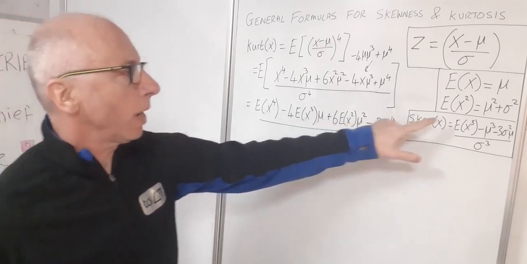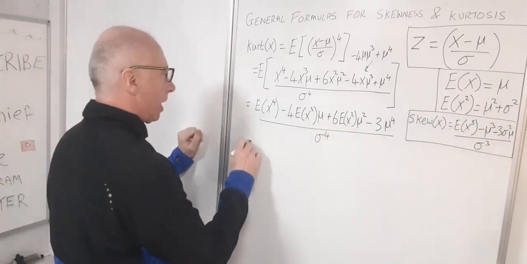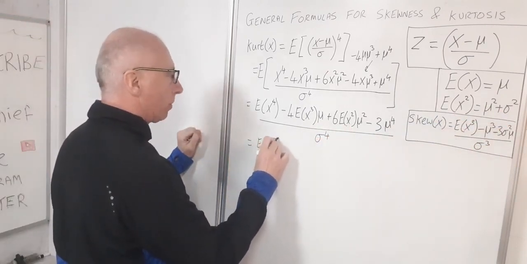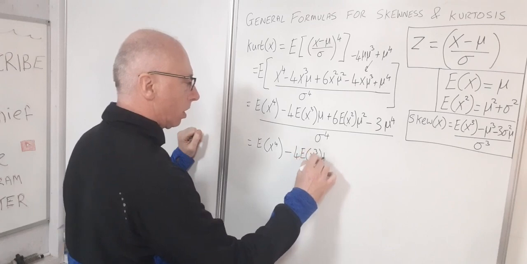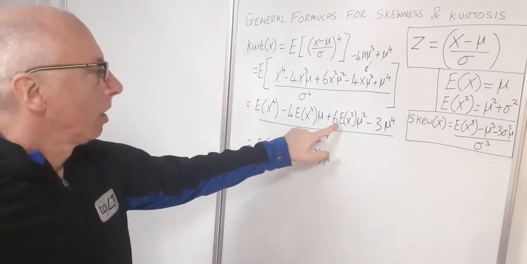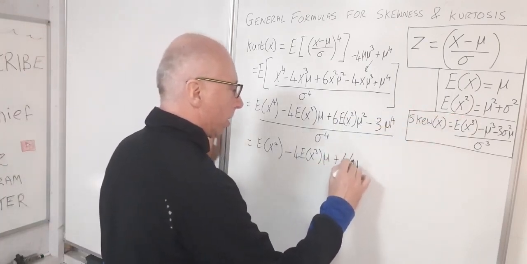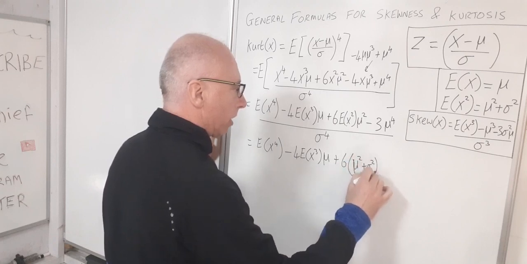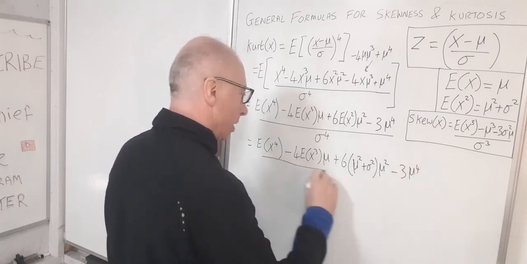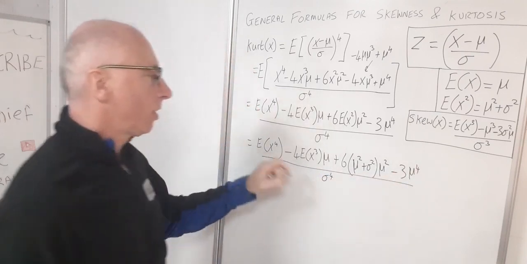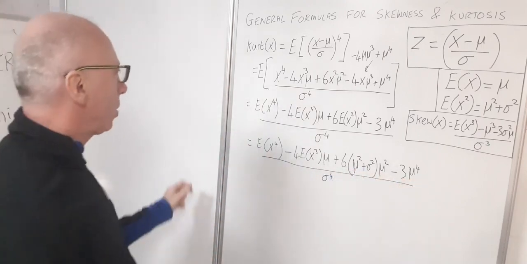Okay, now e of x squared is mu squared plus sigma squared. So let's put that in that place. So now we've got expectation of x to the 4 minus 4 e of x cubed mu. So nothing we can do with this one. But this one, I can substitute that one in there. So we've got plus 6 times mu squared plus sigma squared times mu squared, and then minus 3 mu to the 4. Okay, now we can see here we're going to have a mu to the 4 here to go along with this one. So it's looking good, we've got more simplifications coming.